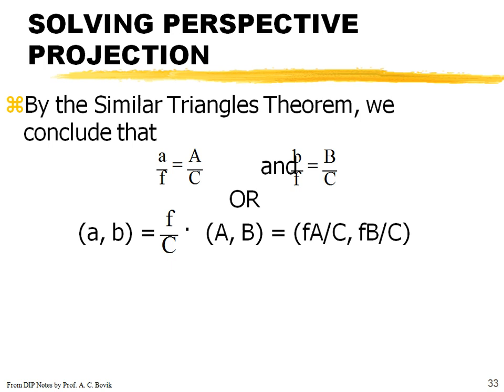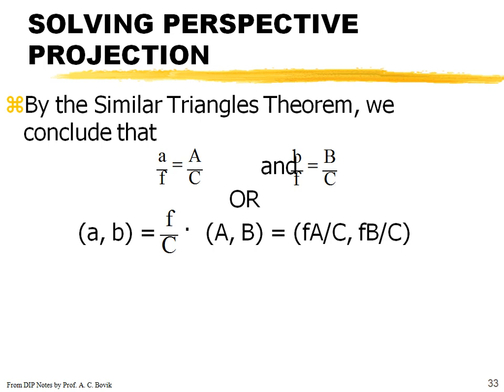So A divided by small f is equal to capital A by C, and B divided by small f is equal to capital B by capital C. Right? So this tells me a very simple relationship: every point in the 3D world with coordinates A, B, and C will project onto my 2D plane, whose coordinates will be given by A divided by C and B divided by C, each one multiplied by a factor f, right, which is the focal length of my lens. Okay.